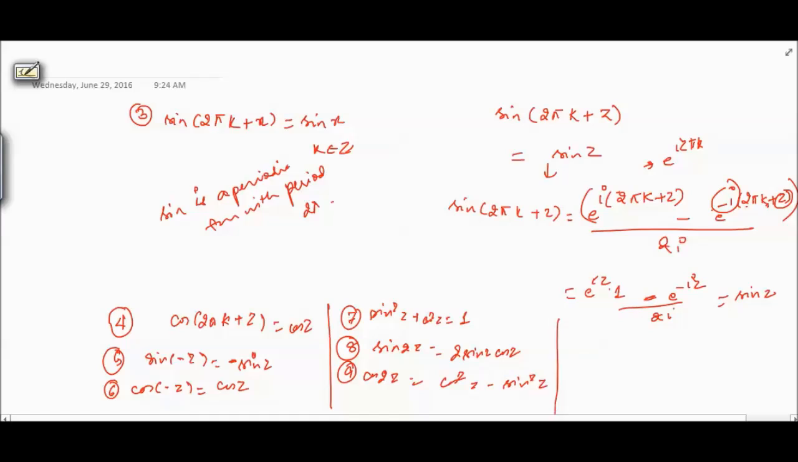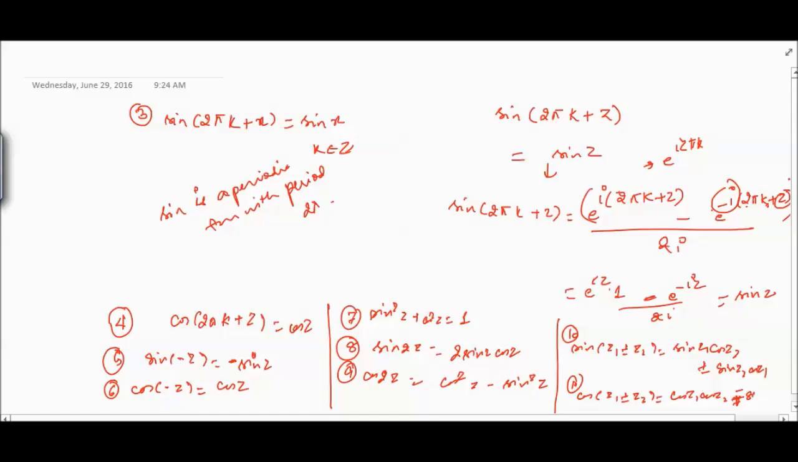Then you have some formulas. sin(z1 ± z2) is equal to sin z1 cos z2 ± sin z2 cos z1. Similarly, cos(z1 ± z2) is equal to cos z1 cos z2 ∓ sin z1 sin z2. So these are the things which you can prove easily.